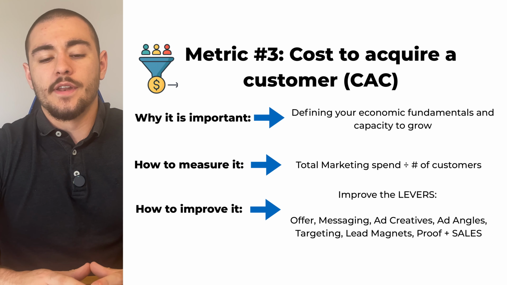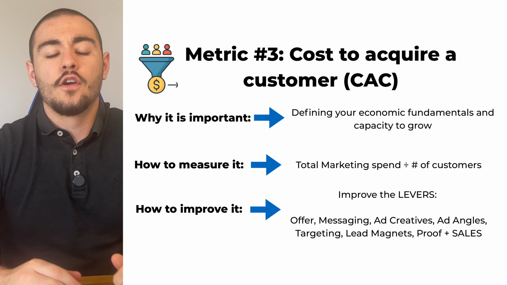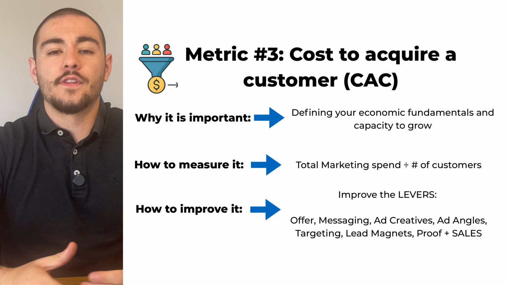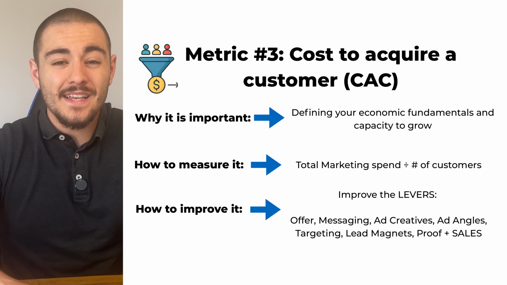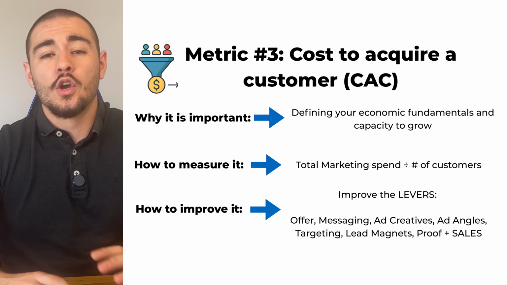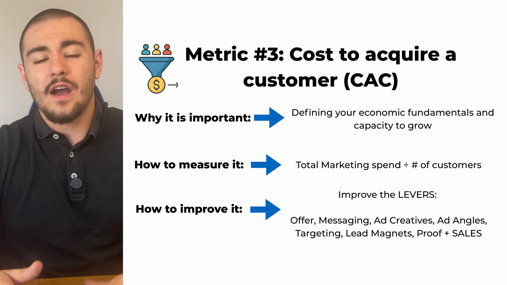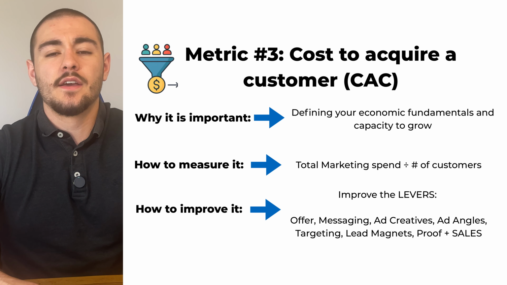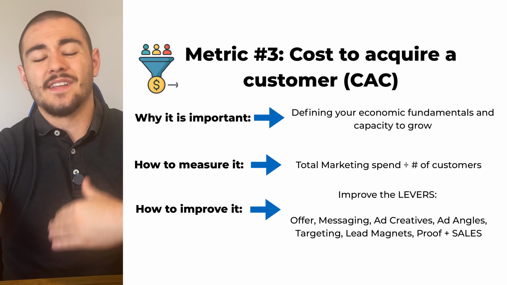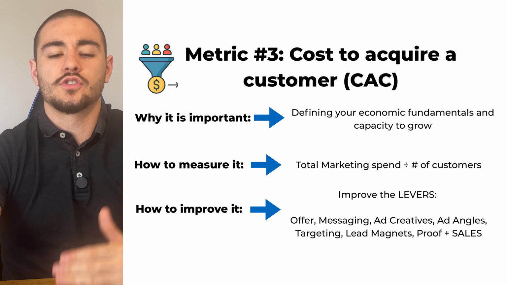Then the way you improve it is going to be, again, multiple levers that I'm going to dive into in a second. First is going to be, have you improved your offer? Can you improve your offer in different ways, different angles, your messaging, your positioning, your ad creatives, your ad angles, the audience you're targeting, the lead magnets you have, proof that you have behind the advertisement that you've got, the branding that you have, and your sales process. So it's the biggest of the metrics, which is why there are so many levers under it.